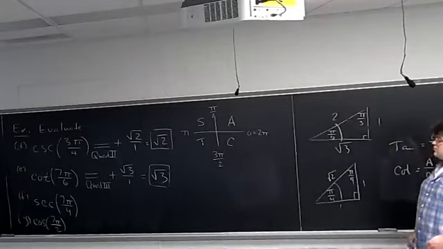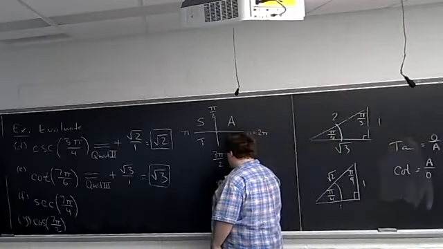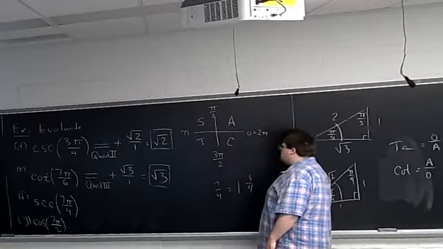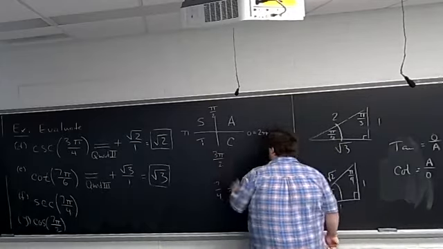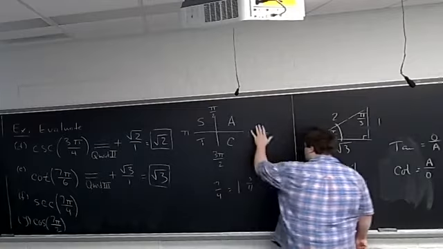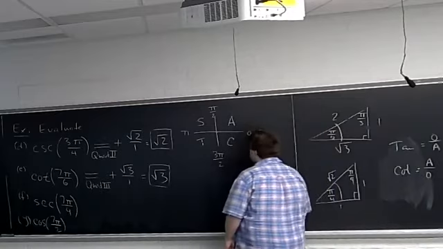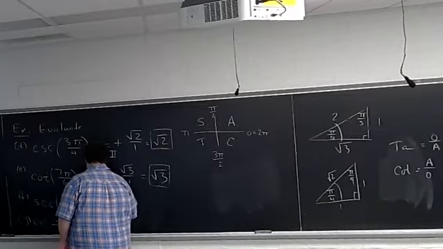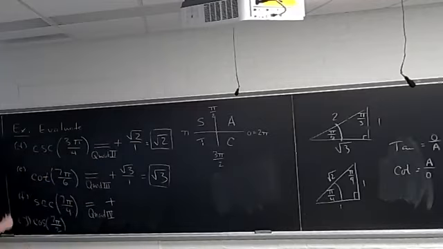Part F, secant 7 pi over 4. Coefficient on pi is 7 fourths. Well, 7 fourths is 1 3/4. So it is larger than 1.5, and it is less than 2, which tells us we're in quadrant 4. In quadrant 4, cosine is positive. So secant, which is cosine flipped around, is also positive.